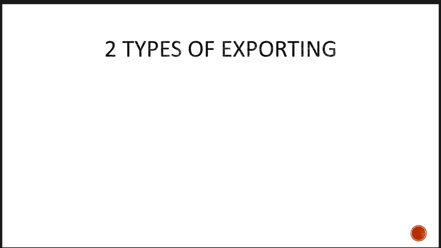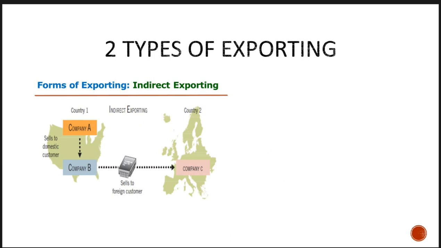So there are two types of exporting. The first type is indirect export. What is indirect exporting? Indirect exporting is when, for example, in here is company A, and we want to sell our product to company C, which is located in another country, but we use the service of company B to sell our product to them. So this company B is also called an intermediary. They act as the middleman in selling our products to other countries.